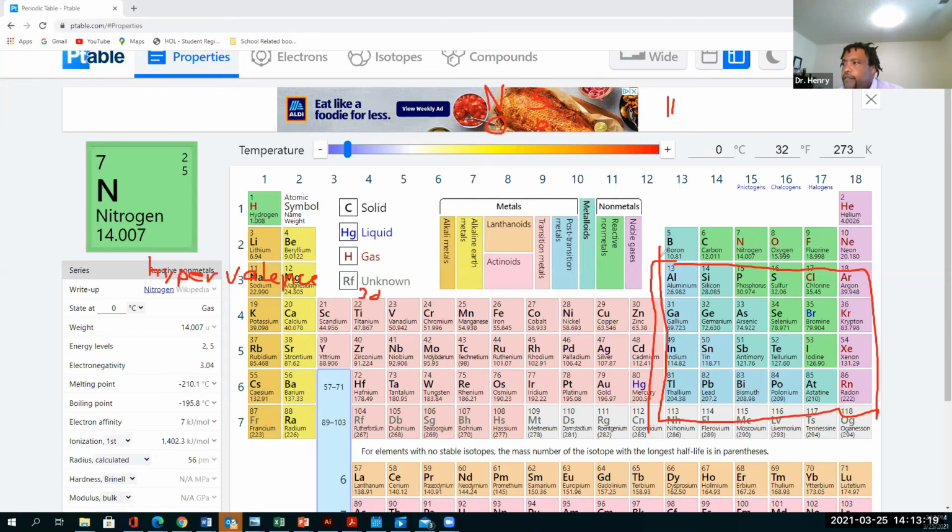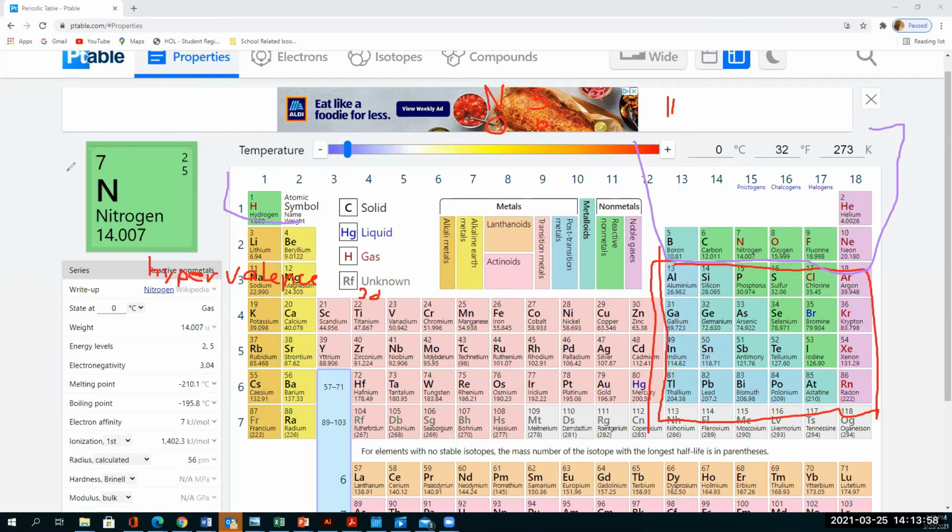All of these guys above it don't have a d orbital to do that with. These guys up here don't have a d orbital. So they're limited. They can't do that. So they'll never be hypervalent, only the ones that are in the third period and below. Okay, does that make sense? Yes, no, maybe? Thumbs up, yes.